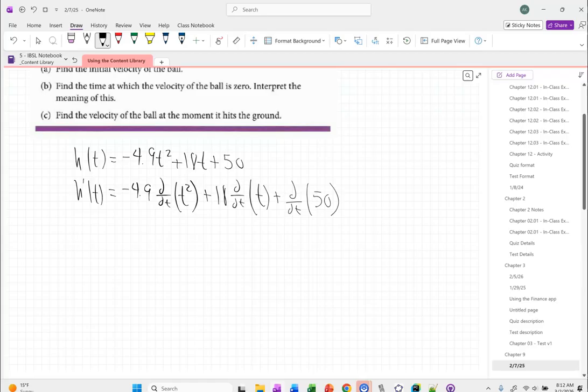Everybody feel good on that first step? All I did there was distribute the derivative operation through and pull the constants out front.